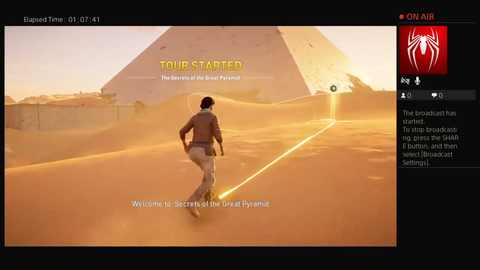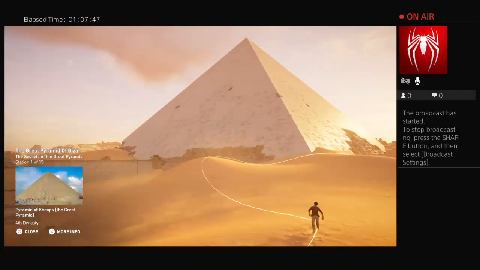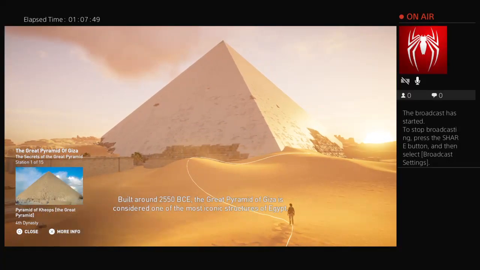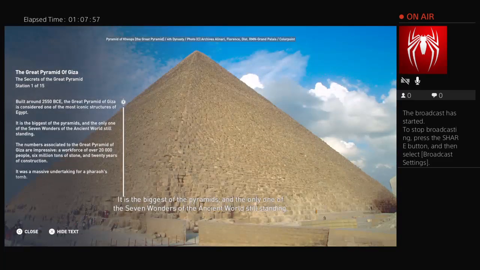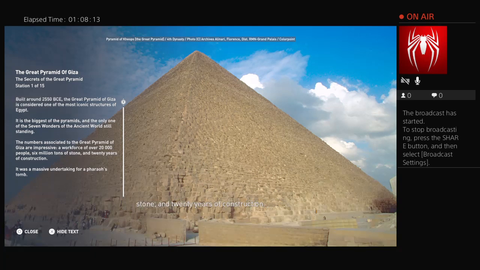Welcome to Secrets of the Great Pyramid. Built around 2550 BCE, the Great Pyramid of Giza is considered one of the most iconic structures of Egypt. It is the biggest of the pyramids and the only one of the 7 wonders of the ancient world still standing. The numbers associated to the Great Pyramid of Giza are impressive. A workforce of over 20,000 people, 6 million tons of stone, and 20 years of construction. It was a massive undertaking for a pharaoh's tomb.